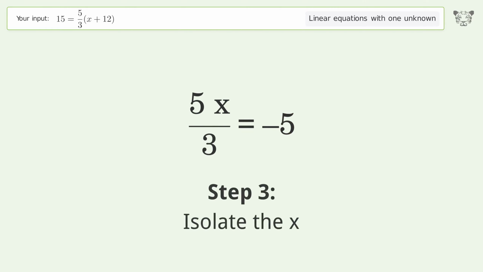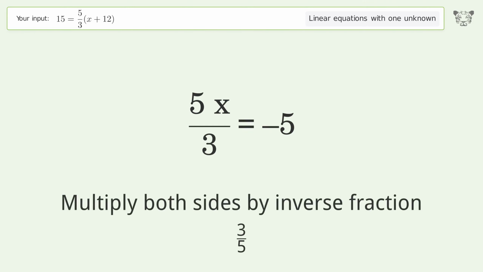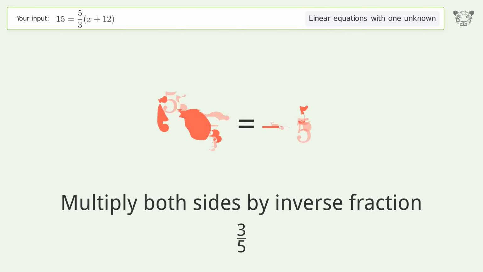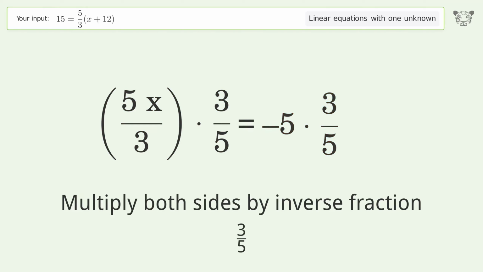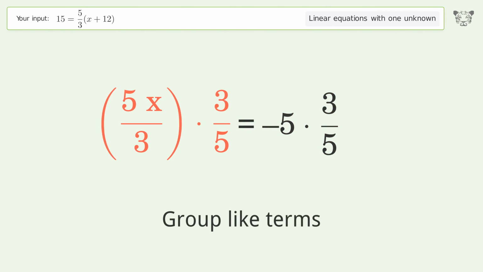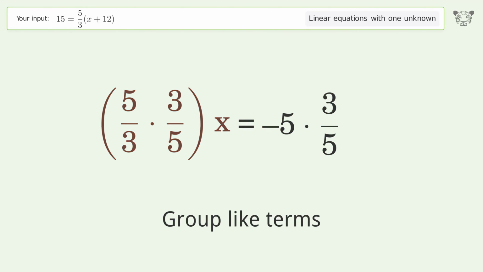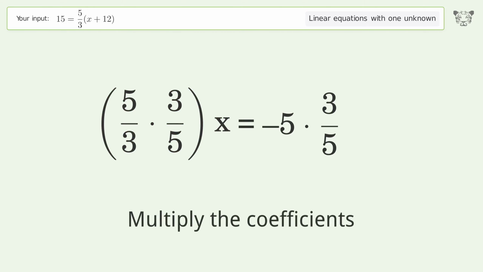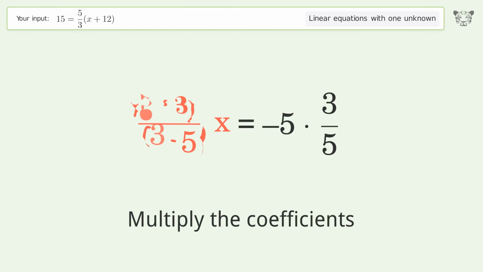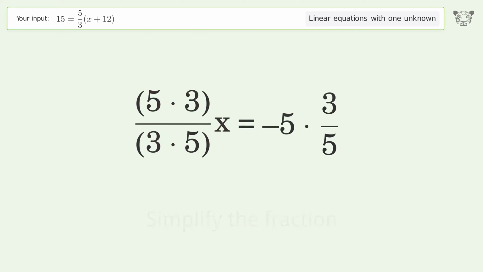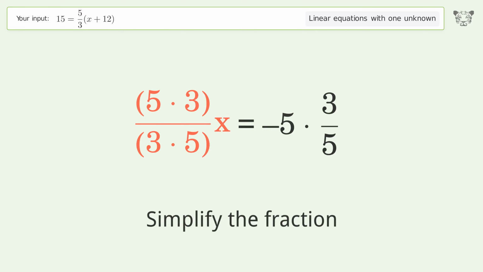Isolate the x. Multiply both sides by inverse fraction 3/5. Group like terms. Multiply the coefficients. Simplify the fraction.